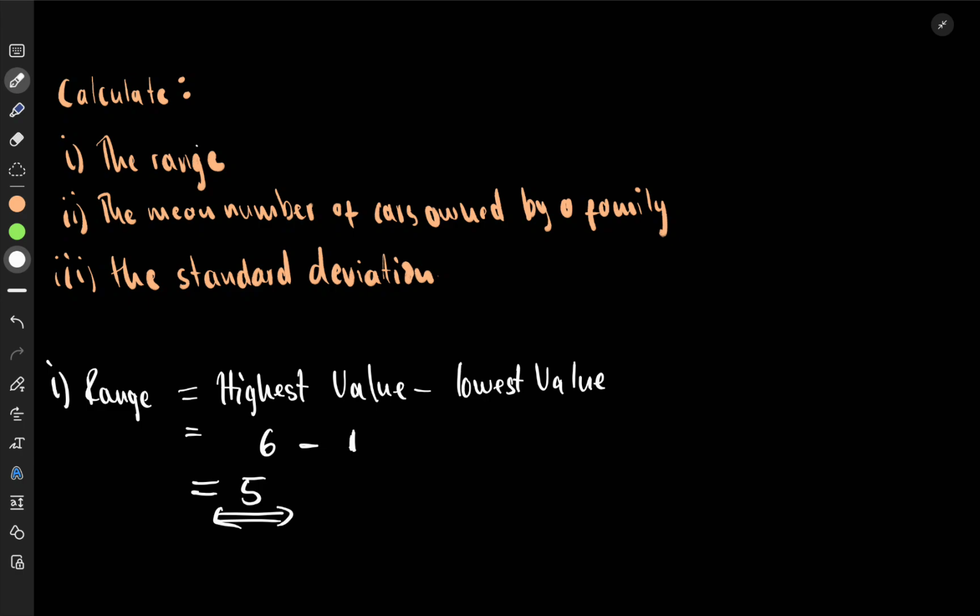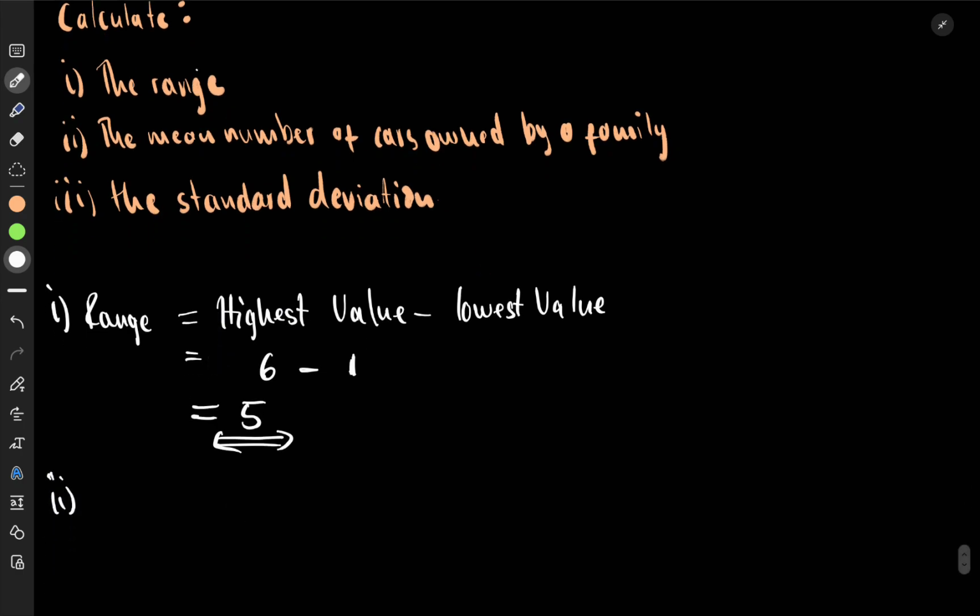Okay, remember, range is the interval in which all things fit. So that means when you go from the person with the lowest number of cars to the person with the highest, they are separated by 5 cars. Anyway, now we go to number 2. So this kind of helps us know the spread. There's a 5 car difference between the person with the lowest number of cars and the person with the highest. So now let's go.